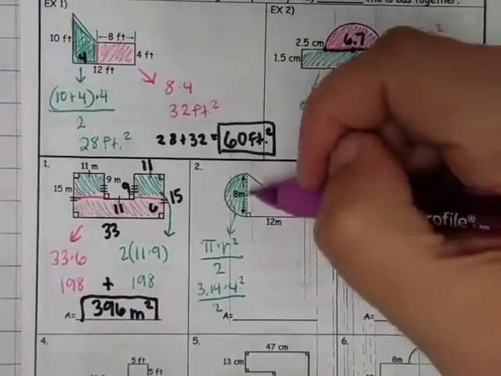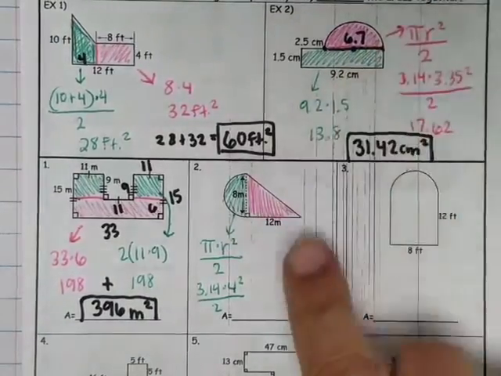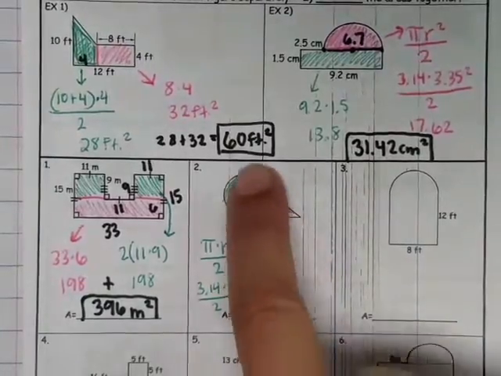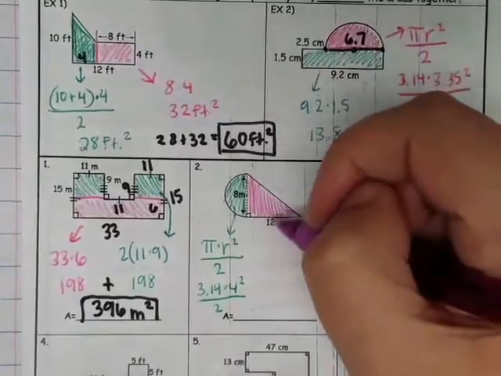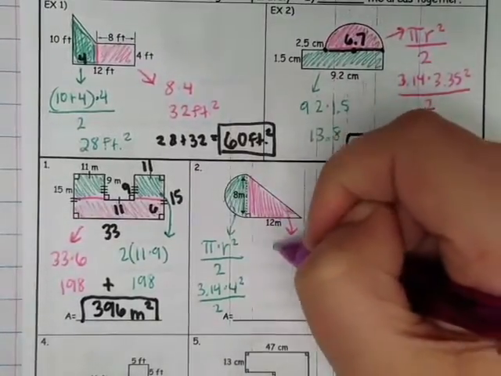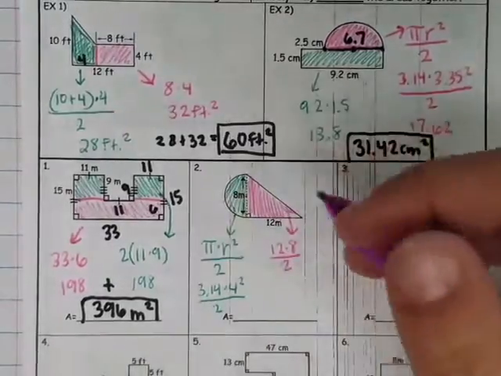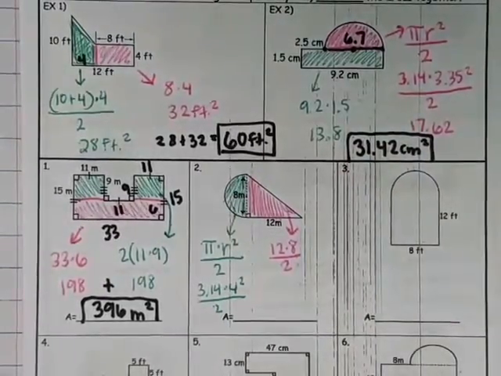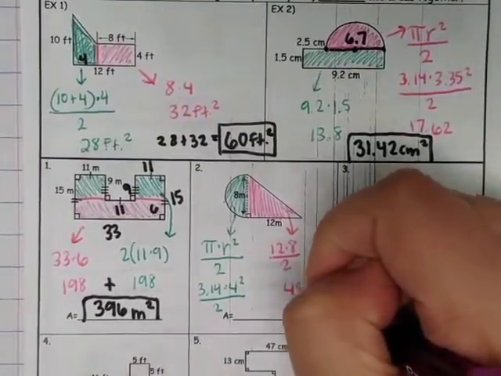And then I also have this triangle. And this triangle is a 12 by 8 because remember base and height must be perpendicular to each other. So base times height, so 12 times 8, and then a triangle you divide by 2. So let's go ahead and find that area. So 12 times 8 divided by 2 gives me 48 for the triangle.